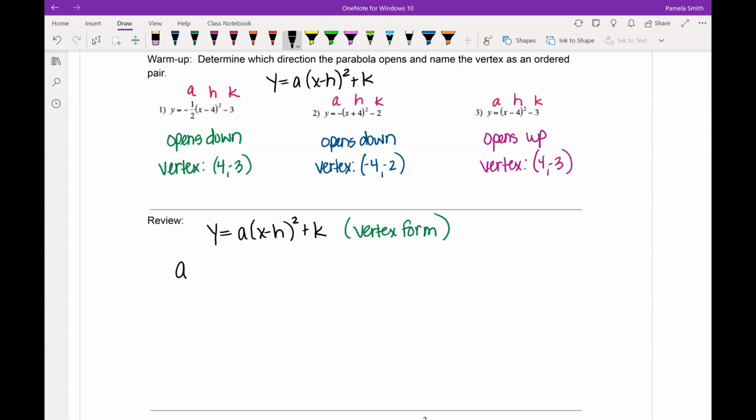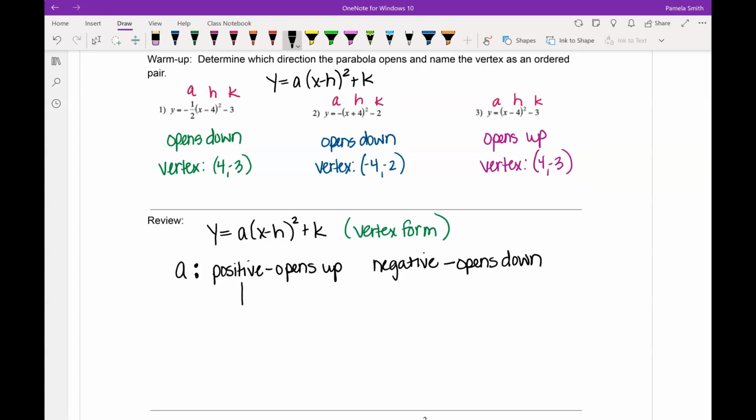And again, for A, positive opens up, negative opens down. I didn't really talk about this with A as far as compression and stretch go, but we're really looking at the absolute value of it because I just want to know what the number is. The positive or negative determines if it opens up or down.